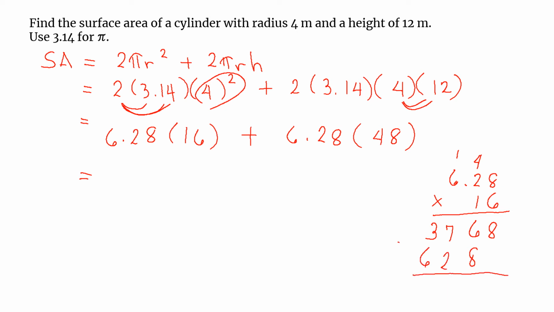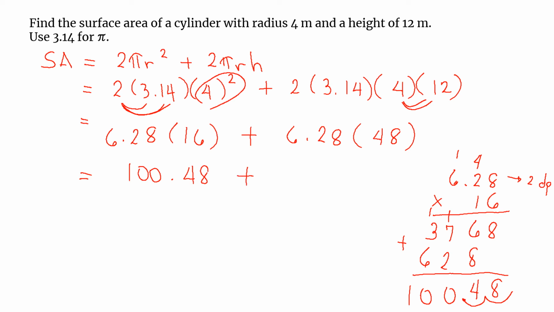So, time to add. Of course, bring down 8. Then 6 plus 8 is 14. Carry 1 plus 7 is 8 plus 2 is 10. Carry 1 plus 3 is 4 plus 6 is 10. If you look at the problem, meron tayo sa taas na 2 decimal places. Tama? So therefore, from the end of our answer, move tayo ng 1, 2. So that is 100.48. So lagay natin dito, we have 100.48.